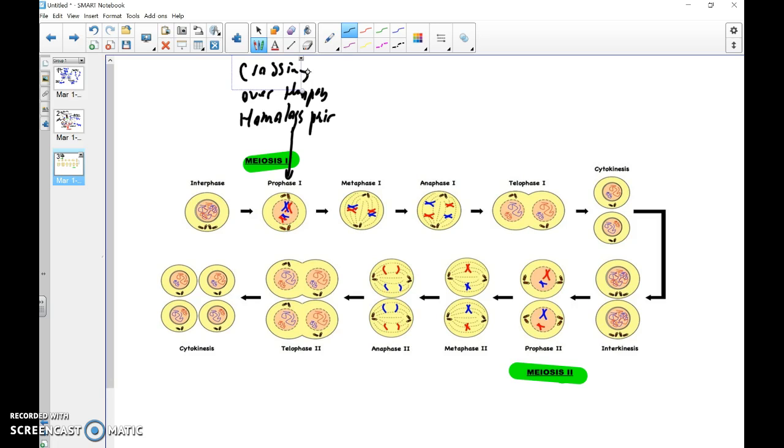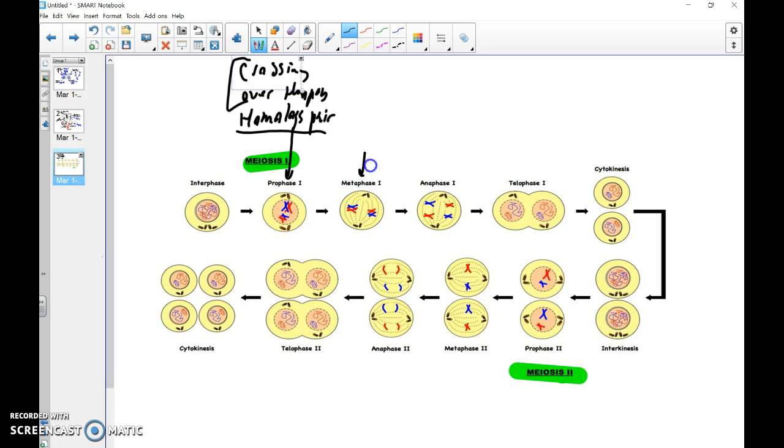So first you have interphase. Cells that are going to enter meiosis start in some form of interphase, and then they enter the first stage of meiosis, which is prophase 1. Now, prophase 1 is very similar. Chromosomes shore up, so chromatin becomes chromosomes. And what happens in prophase 1, however, is crossing over happens. So we talked about that in our last presentation. Crossing over happens in prophase 1, and homologs pair up. So during prophase 1, the homologous pairs find each other.